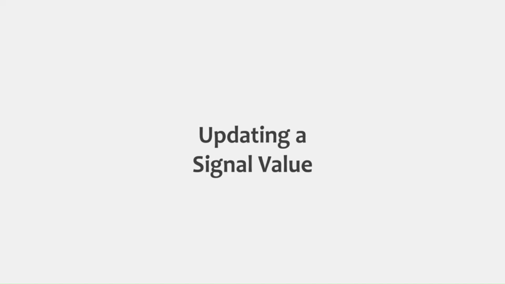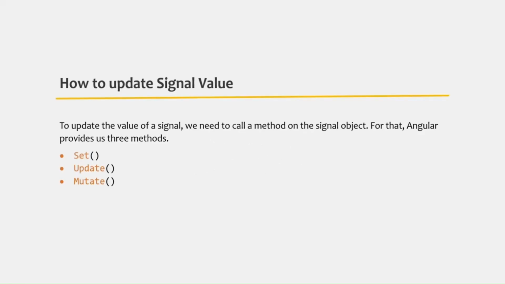In the last lecture, we learned how we can create and use a signal. Now in this lecture, let's try to understand how we can update a signal value. For that, in Angular, we have three methods using which we can update a signal value: the set method, update method, and mutate method. In this lecture, we will learn how we can use set method and update method to update the value of a signal. And in the next lecture, we will talk about mutate method.